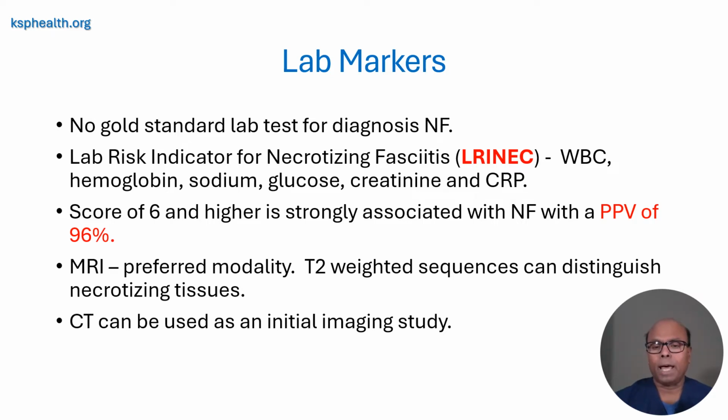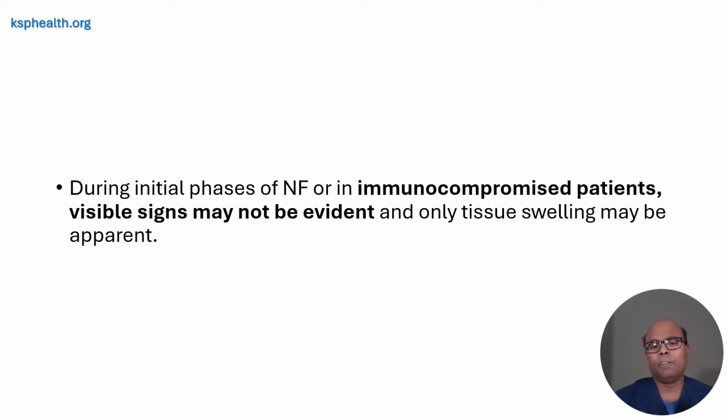MRI is the preferred modality for NF. The T2-weighted sequences can distinguish necrotizing tissues versus non-necrotizing tissues. CT can be used as an initial imaging study if it is available early and if the MRI is not available at that point. But MRI is the go-to. During the initial phases of necrotizing fasciitis, especially in immunocompromised patients, physical signs may not be evident and only tissue swelling may be apparent.